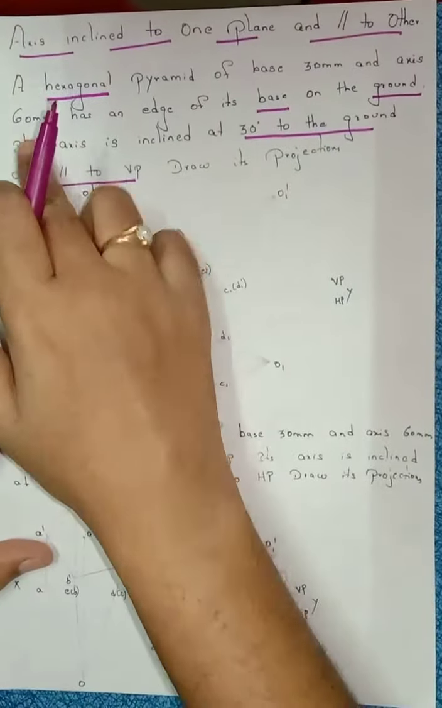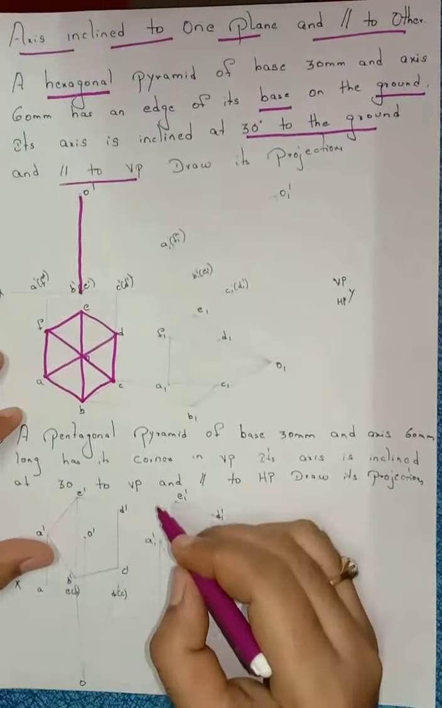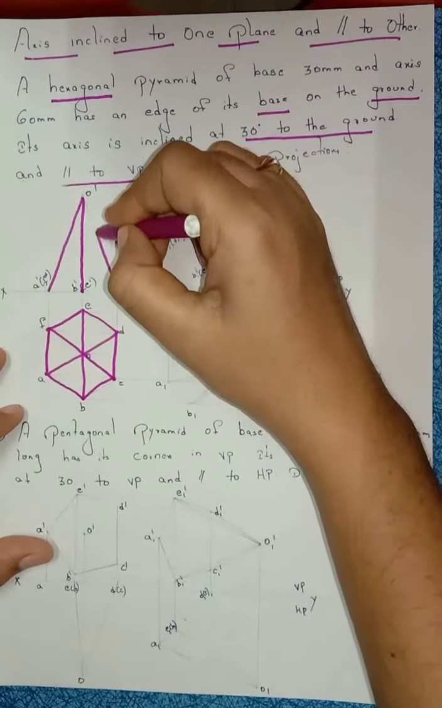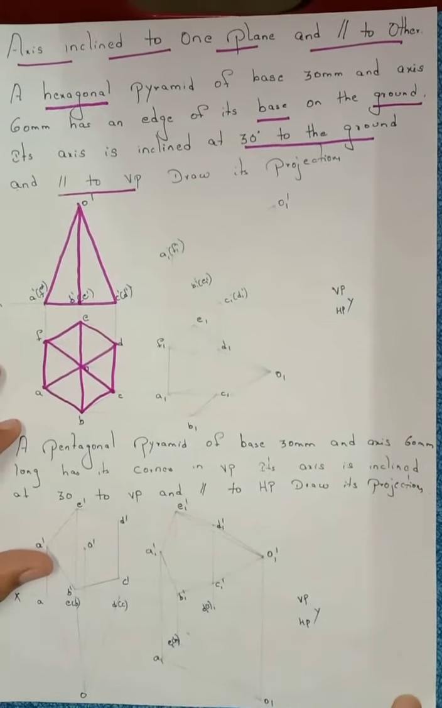Right, now this is the midpoint line, the axis. Axis height is how much? 60 mm. From here, take a 60 mm line. Right? Join this A dash to O and join this C dash to O. You will get the triangle.